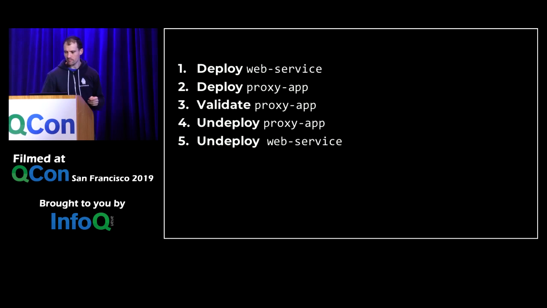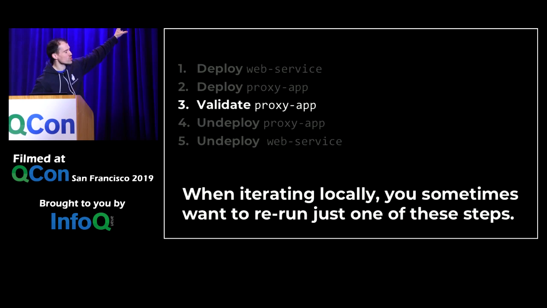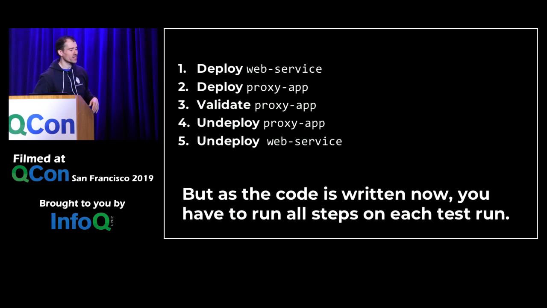That makes sense. But when you're coding locally, especially when you're first writing this test, you might want to be able to iterate on just some inner portion of this thing. Like maybe you're working out how to validate the app correctly, and you just want to be able to rerun the validate step over and over and over again. And you don't want to run the rest of the stuff. But as the code is written initially, you don't really have a choice.